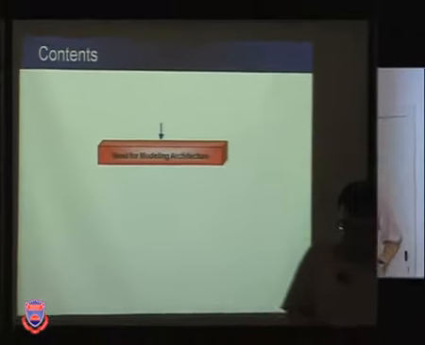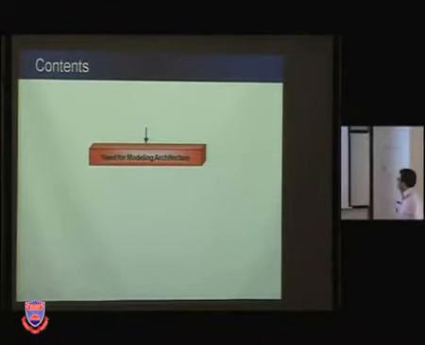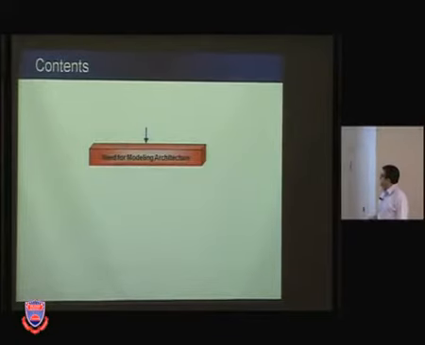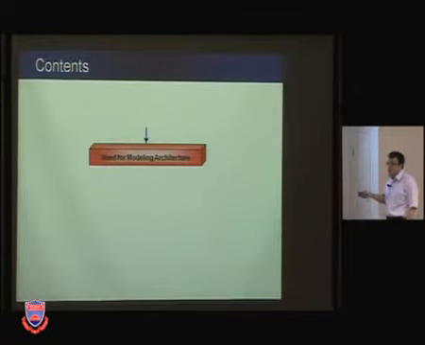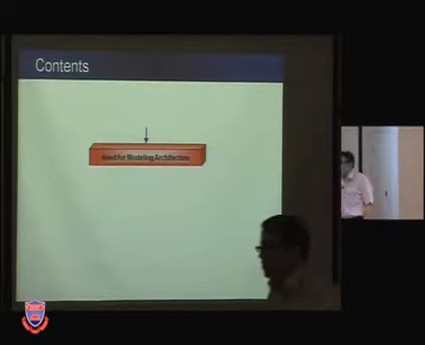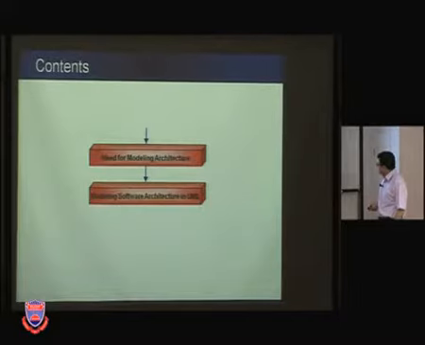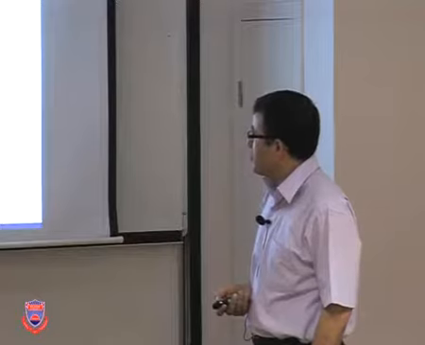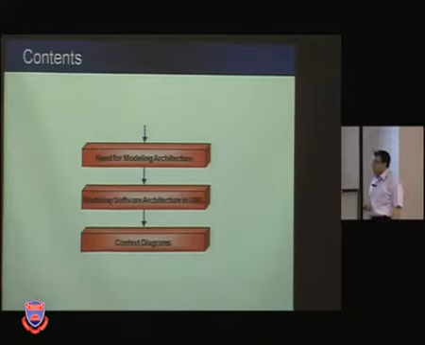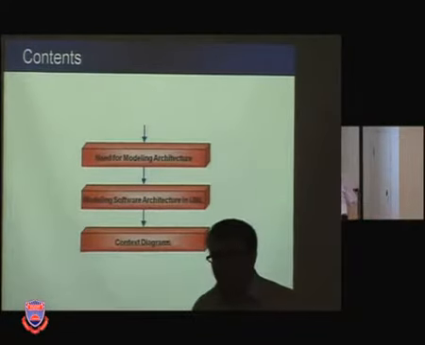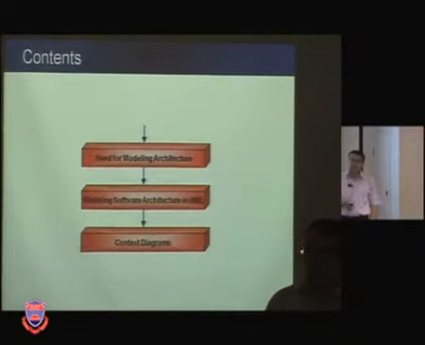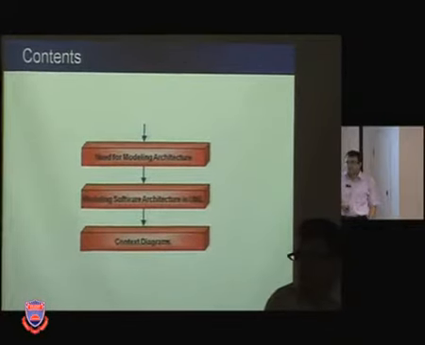So this is the content that we will cover. First of all, the need for modeling architecture. Why do we need to model architecture at all? Actually, modeling is a ubiquitous activity in software development. As we will see, it's also important in software architecture design. Then we will look first at modeling software architecture in UML, and also an important part is context diagrams.